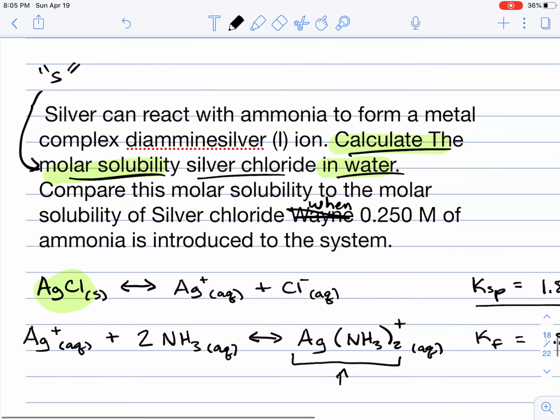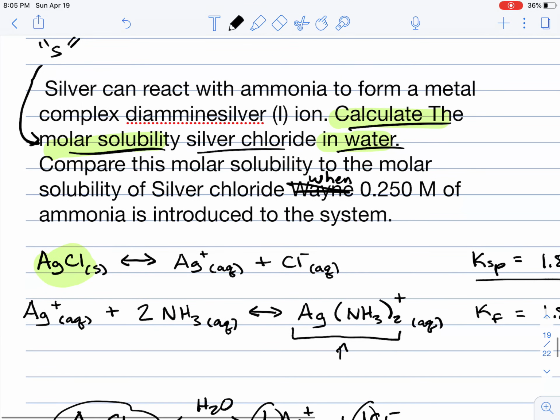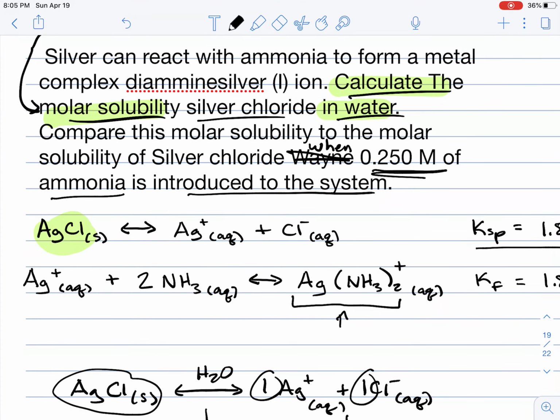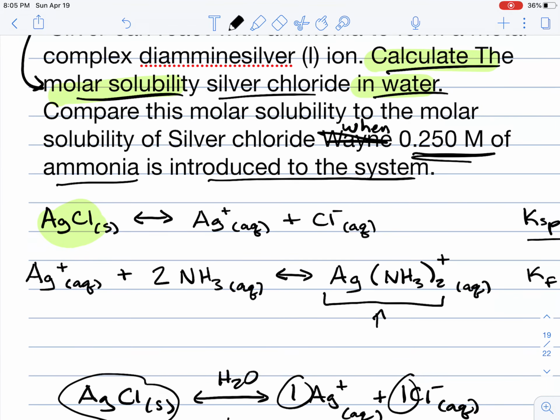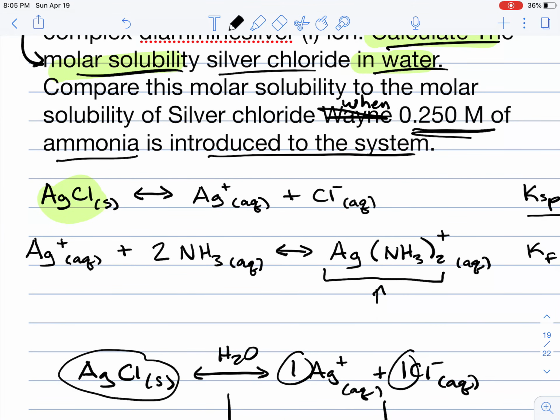And now we're going to compare the molar solubility to that when 0.25 molar of ammonia is introduced to the system. Okay. So let's think about the concept first so that we have an understanding of what our value should be. Let's go over this concept. When you add 0.250 molar of ammonia, if you look at these two reactions, this is telling you that silver is a product of the first reaction, but ammonia will react with silver, so it's consuming silver. So this is consumed to produce this metal complex.